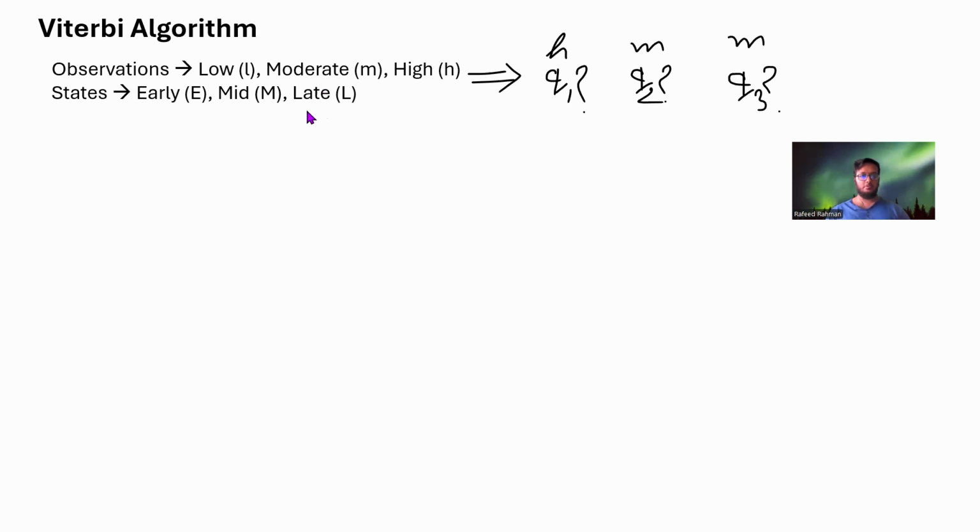Let's start with an example. Suppose we have these 3 types of observations available: low, moderate, and high ctDNA level. And we have these 3 possible hidden states: early, mid, and late. We are going to denote them by small letters and capital letters respectively. These are the things that we observed in the 3 time steps. In time step 1, we have a high tumor level. In time step 2, we have the medium or moderate tumor level. And in the last time step, we again have the moderate ctDNA level. So what are Q1, Q2, and Q3 here? These are the Qs. That is what we have to find out.